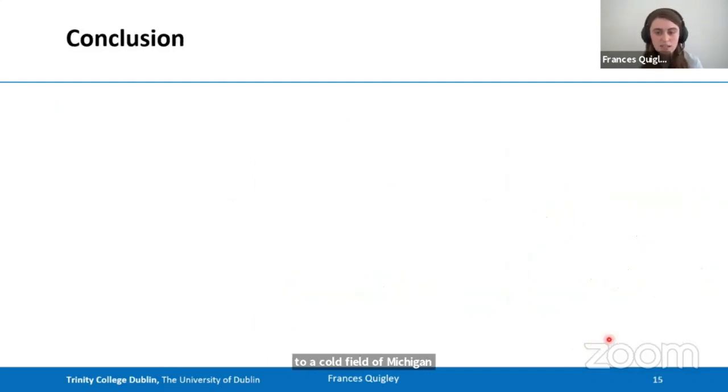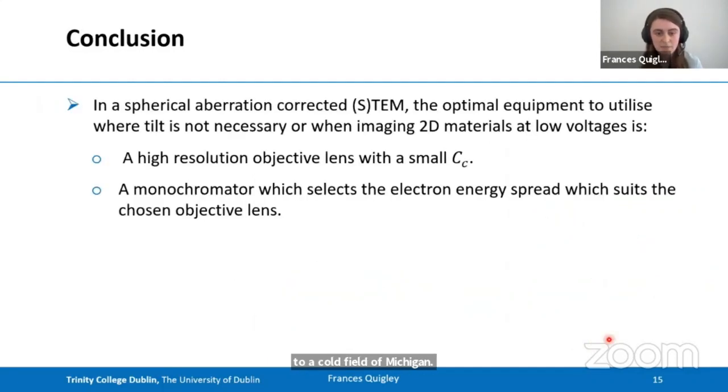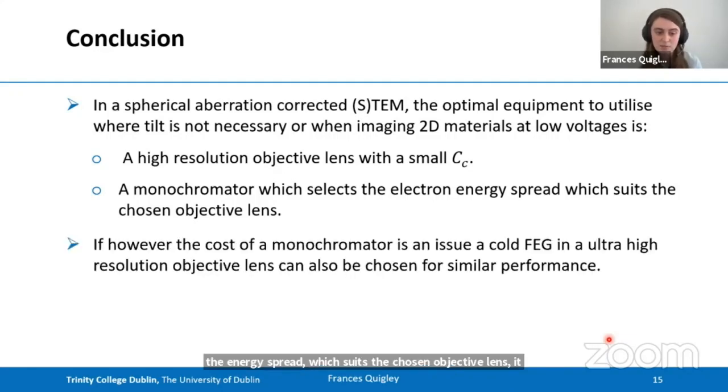So in conclusion, in a spherical aberration corrected STEM, the optimal equipment to utilize where tilt is not necessary or when imaging 2D materials at low voltages is a high resolution objective lens with a small CC and a monochromator which selects the energy spread which suits the chosen objective lens. If, however, the cost of a monochromator is an issue, a cold FEG and an ultra high resolution objective lens can also be chosen for similar performance.